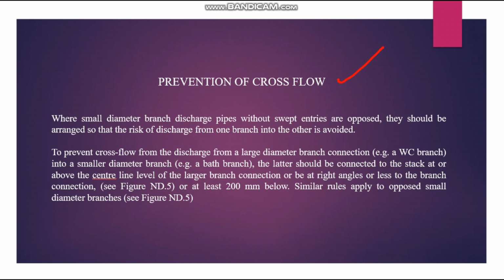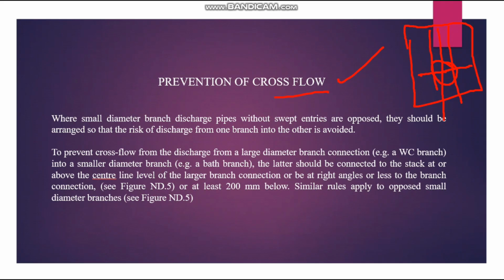Now the next and very important rule is the prevention of cross flow. When the two pipes from the floor, for example, we have a floor like this. So here we have the apartments, here we have the apartments, and this is the riser area. So from here this apartment one flow is coming like this. From this apartment one pipe is coming like this. So here there is a chance of cross flow, so prevention is needed.